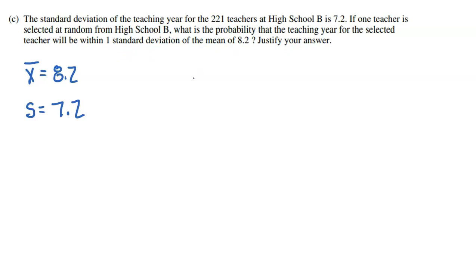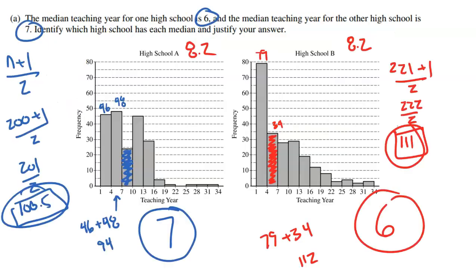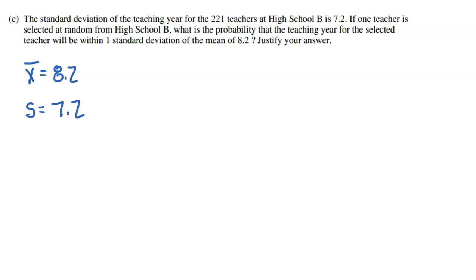Now, unfortunately, we cannot use the normal model. A lot of kids want to jump and say, oh, mean, standard deviation, I'm going to use normal model. I'm going to use normal CDF on my calculator. I'm going to find a z-score. Problem is I can't do that because, again, go back and look at the data. For school B, it was highly skewed to the right, definitely not normal. But I have to still figure this out, and I can still do it. It's not that bad because I have all the pieces I need.